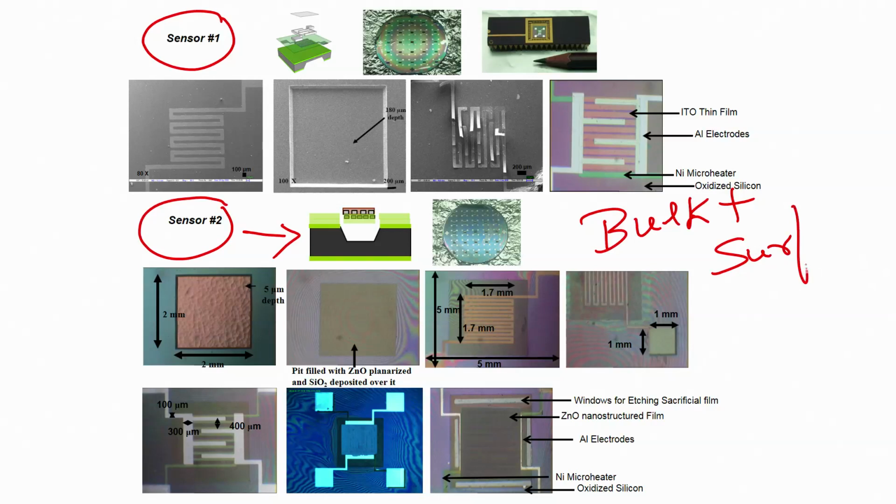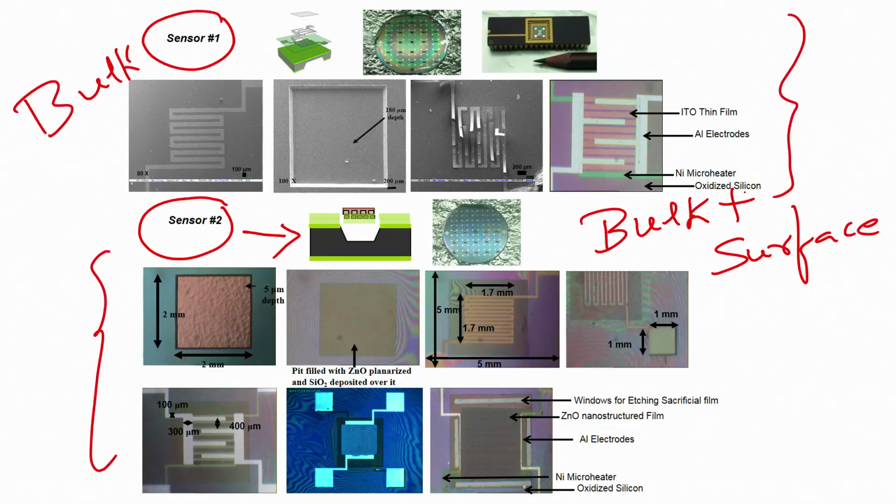surface micromachining. Sensor 1 is fabricated using bulk micromachining, and we will see how we can fabricate these types of sensors that can be used for detecting volatile organic compounds, or it can be used for detecting gases.